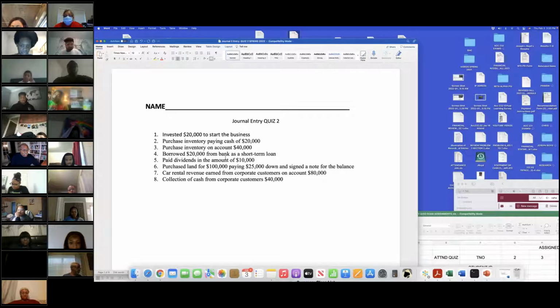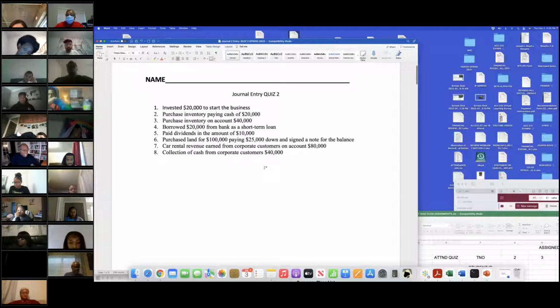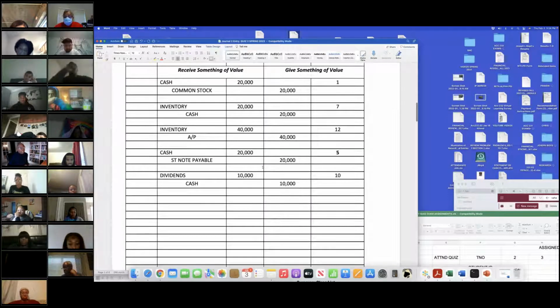We're moving on. Once again, if you had trouble with journal entries, you're still going to have a lot of time to work with them. Purchase of land for 100,000, paying 25,000 down. You've seen this a number of times. So we're buying the land for what? 100,000, right? Pay cash down of 25,000.